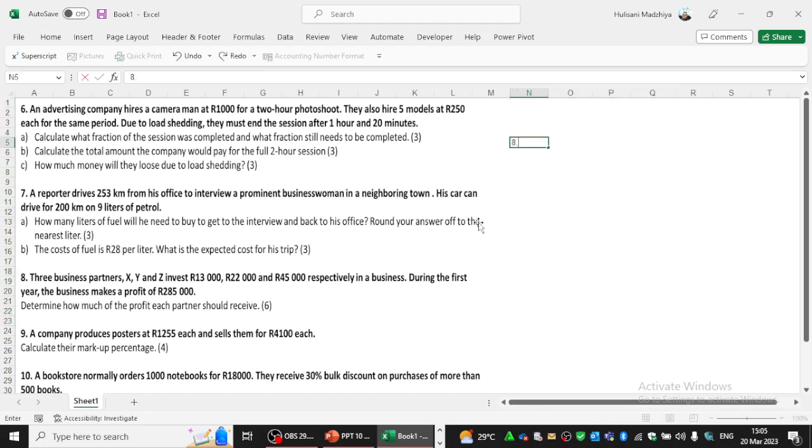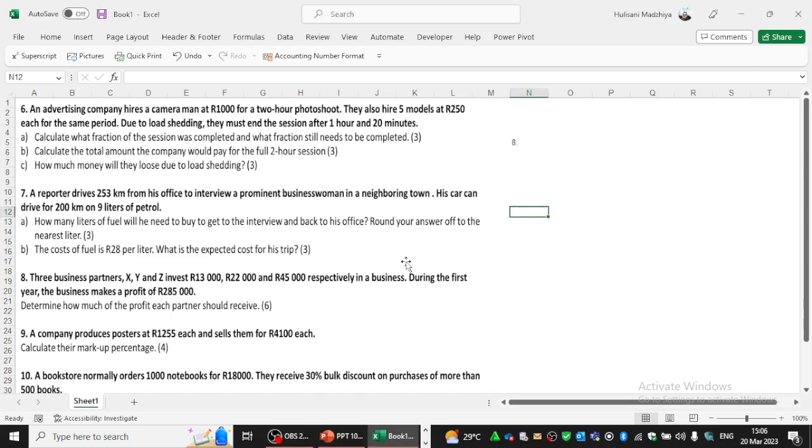So for number 8, it says that 3 business partners X, Y, and Z invested 13,000, 22,000, and 55,000 respectively in a business during the first year, and the business makes a profit of 285,000. Determine how much profit each partner would receive.